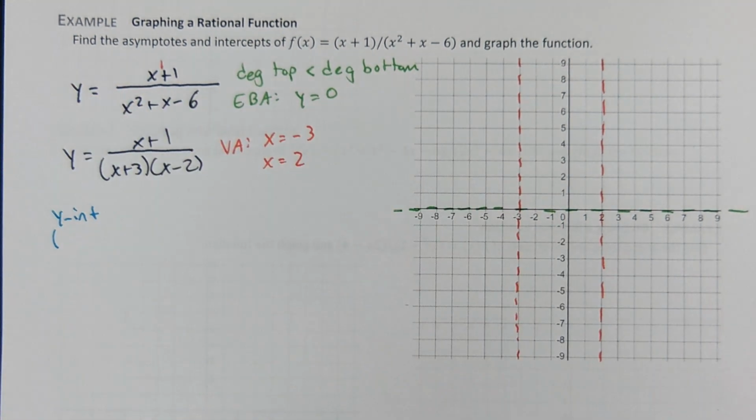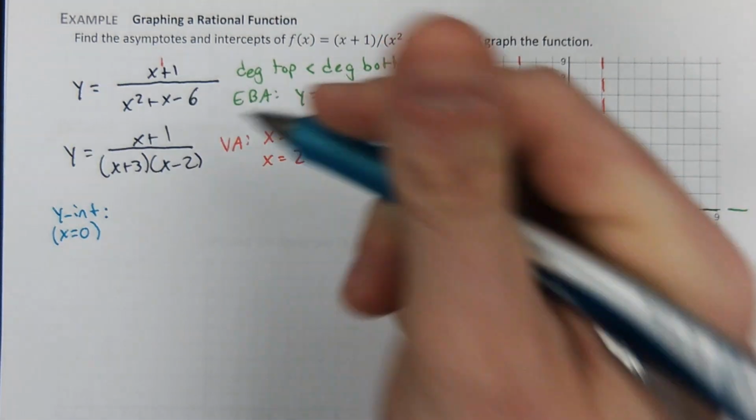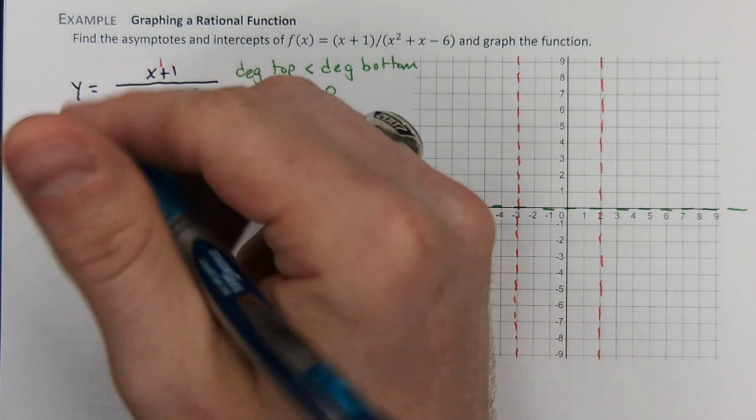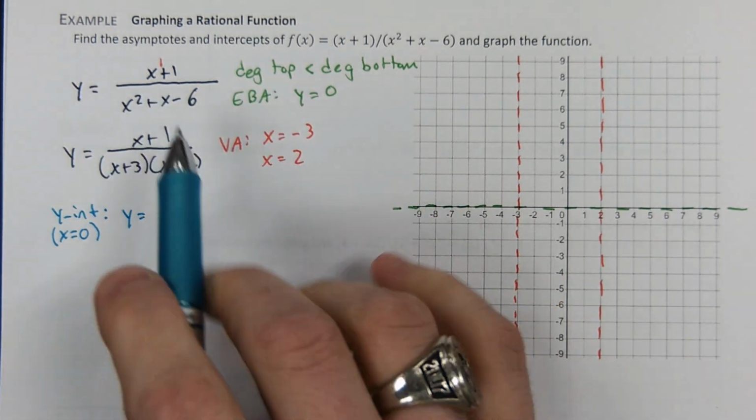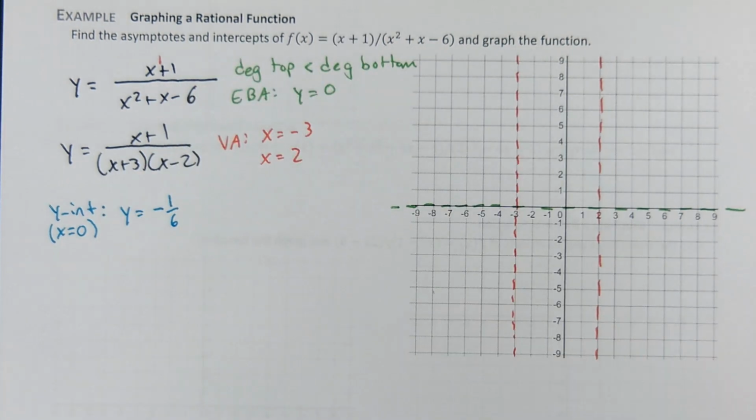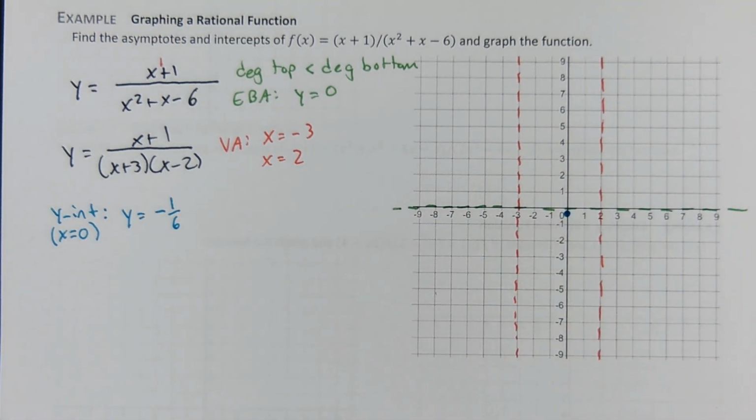Y-intercept requires you to be on the y-axis, which means you have no x value. So use x equals 0. Look up to that fraction. If x is 0, what's left on top? 1, and what's left on bottom? -6. You get 0 plus 1 over 0 plus 0 minus 6, you get -1/6. This graph crosses the y-axis at -1/6. That feels like -1/6 right there.